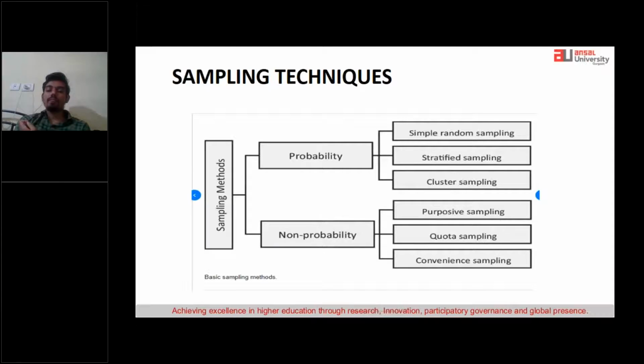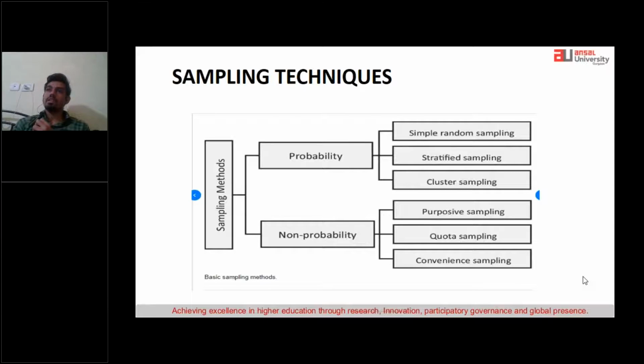Whereas under non-probability sampling, you will have convenience sampling, quota sampling, and purposive sampling. So these are not ideal methods of sampling, but they can still be used at some point, again depending upon what kind of research you are doing. But the most important one is probability sampling, and out of probability sampling, the most reliable and most relevant is simple random sampling.